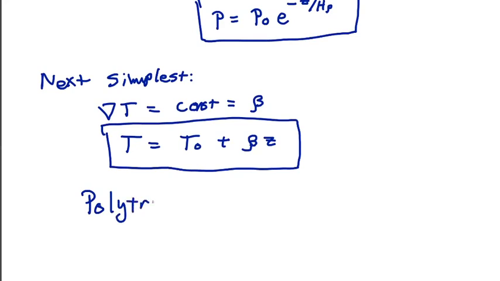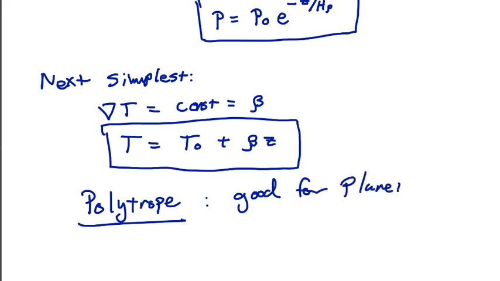Polytropes. And these end up being extremely good descriptions for Earth's atmosphere. Good for planetary atmospheres. They're also good for the interior of the sun and places where you know something about the overall structure, driven especially by instabilities like convection.